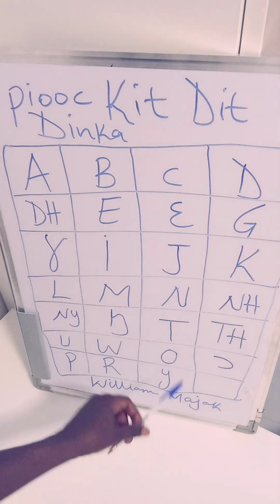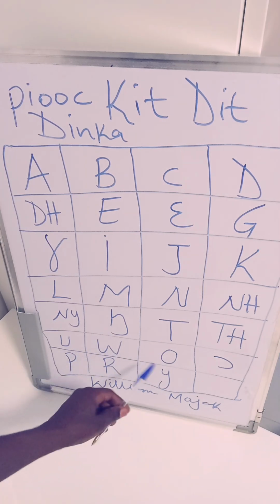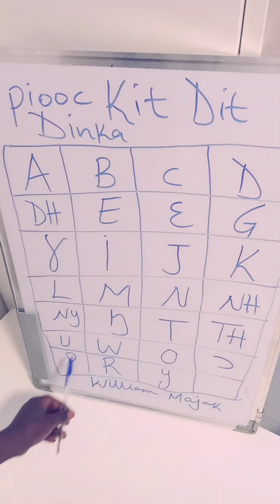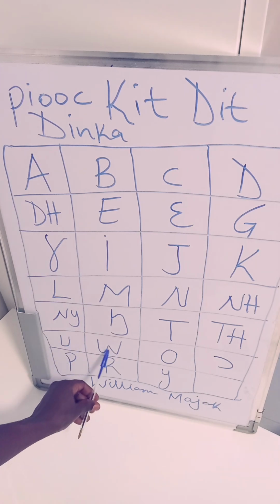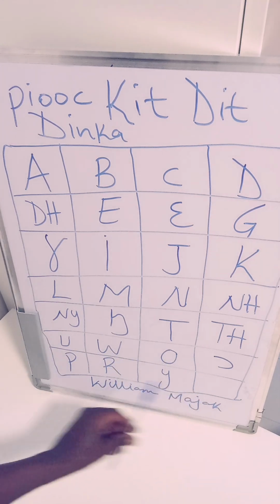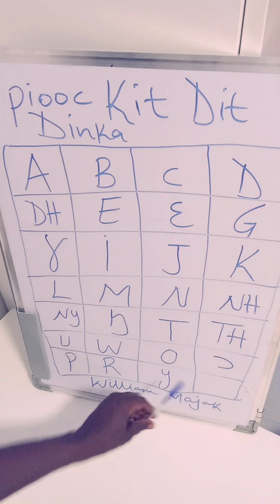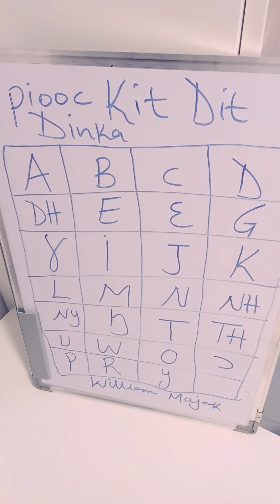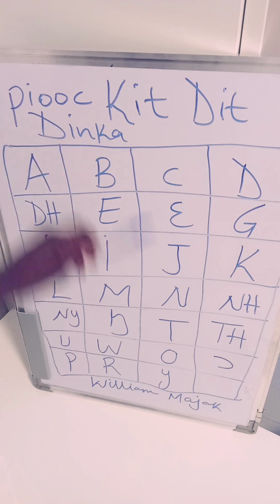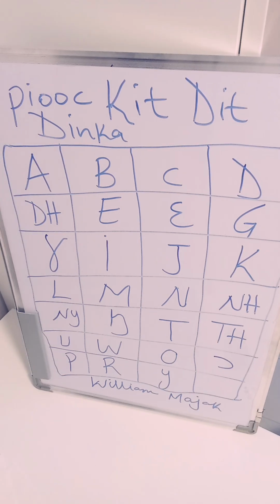Uwa o paraya. This is the one here where it is complicated, but it's very easy. Uwa o paraya. Very simple, guys. You know, Dinka language is very easy. If you know this one how to read, very simple.